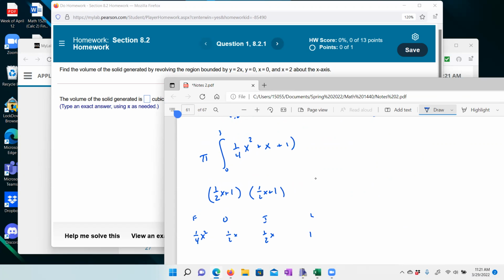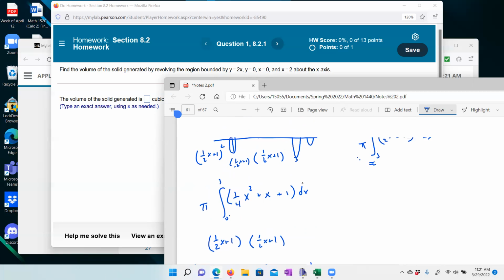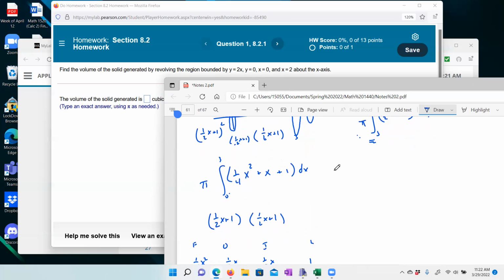So that's my radius squared times the height, which is dx. The height's always dx in this case. Again, we're going to go from 0 to 3, and this is going to be the volume of how much coffee my coffee cup that looks like this holds. This is not too bad of an integral. We just integrate this. So this is going to be 1/4 x cubed over 3 plus x squared over 2 plus x, going from 0 to 3.